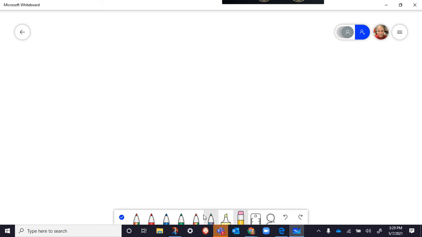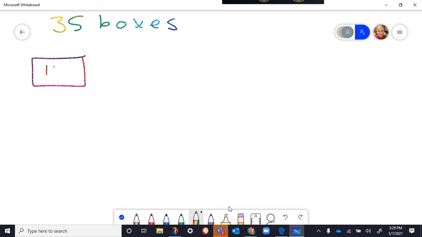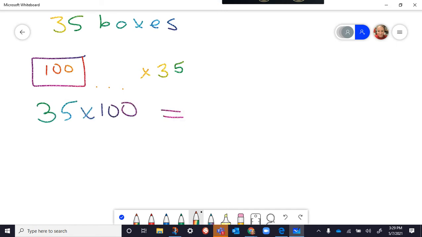So if you have 35 boxes, and in each box, so let's say here's one box, there's 100 of these oranges inside that one box. Well, if I have 35 of these boxes, I could do 100 plus 100 plus 100 plus 100, 35 times, or I could just multiply 35 times 100. When I do this, I'm going to take my 35 times 1, which is just 35, and I'm just going to add those two extra zeros. So 3,500.